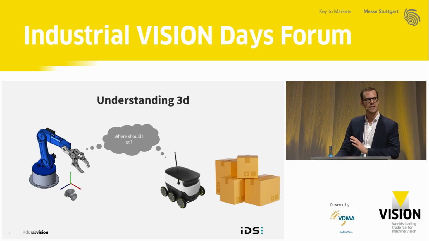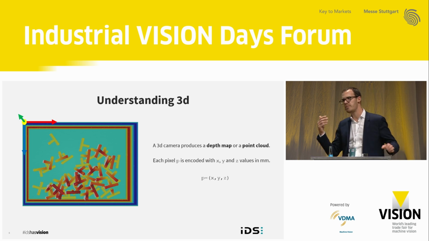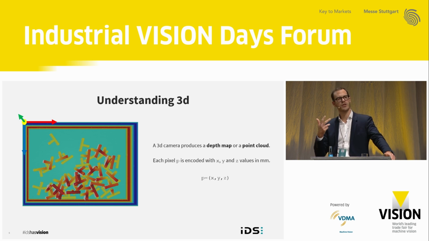Actually, 3D camera is not a very good name. We should call them depth cameras because they compute depth information. So what kind of data do you get out of a depth camera? Actually, there are two kinds of data you can get. You can have a depth map that is a 2D image, but each pixel is encoded with 3 values. It's not the red, green, blue values anymore. It is the X, Y, Z values in millimeters that correspond to the position of the point imaged by the pixel in space. So each pixel will contain 3 values, X, Y, Z position, typically in millimeters.